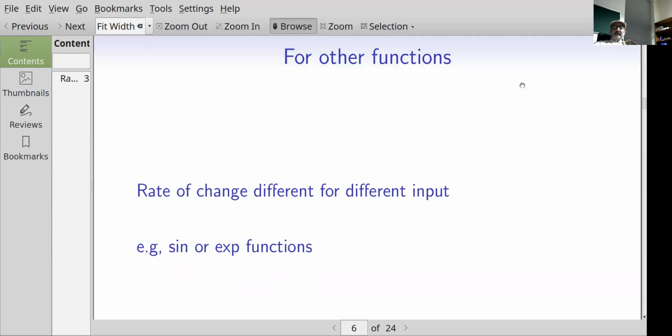Okay. For other functions, though, things look a little bit different, and you don't have this constant rate of change as you do for a monomial. Some parts of the function may be changing faster than others. So for some values of the input, the value of the output might be changing slower or faster than for other values of the input.